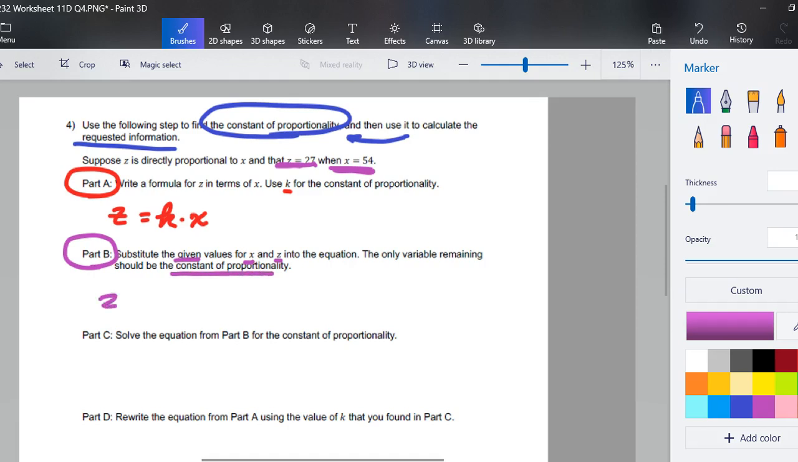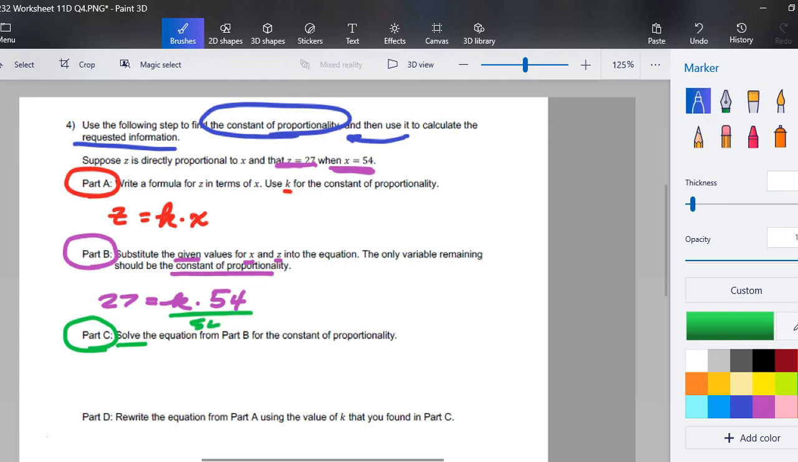So they told us that z is 27. We're looking for k, and z is 27 when x is 54. I started to get to the next question because all they're asking right here is to substitute. We did. Part C says go ahead and solve for the constant of proportionality.